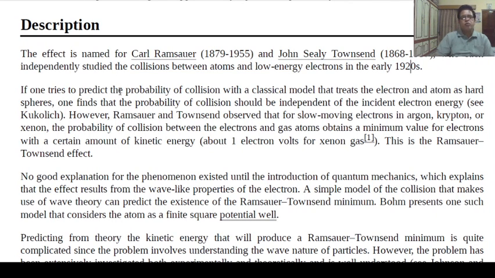If one tries to predict the probability of collision with a classical model that treats the electron and atom as hard spheres, one finds that the probability of collision should be independent of the incident electron energy. This is given by Coolidge.